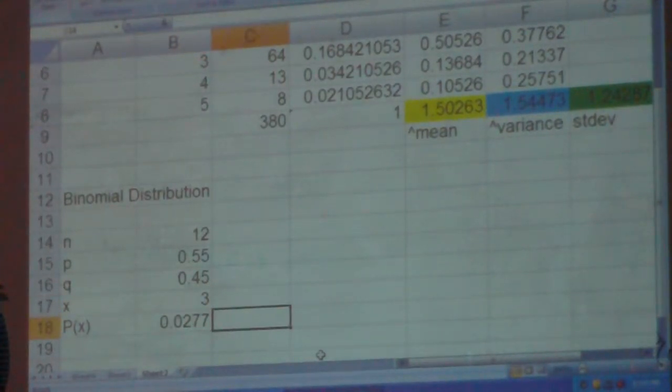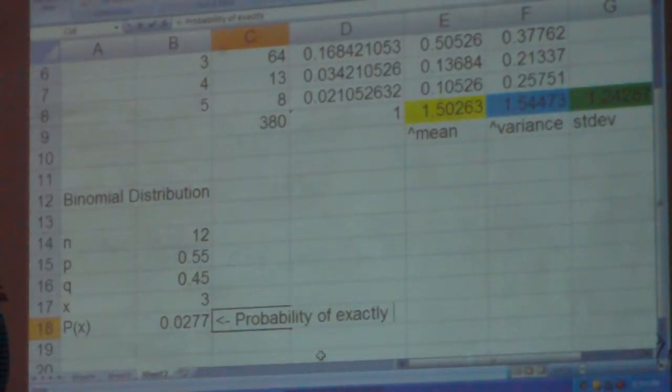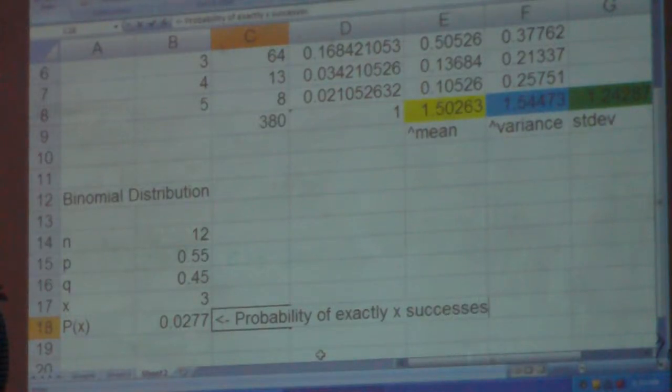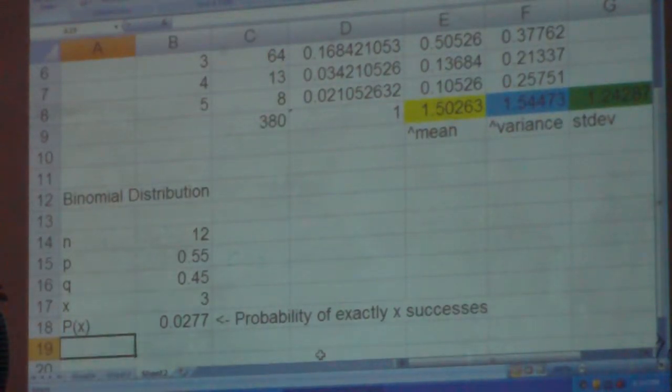Anyway, this is the probability of exactly x successes. Here x is 3. So that's what they want. 3. 2.77% chance.